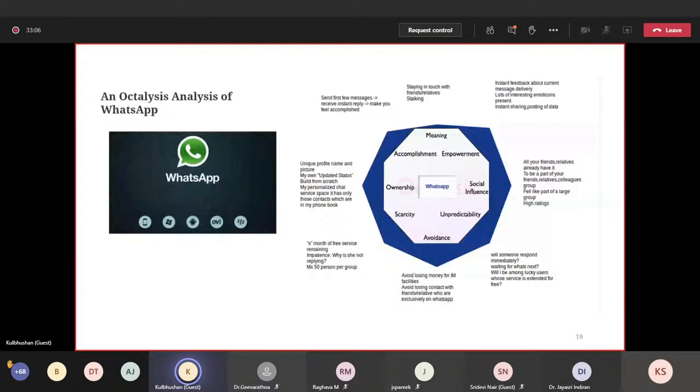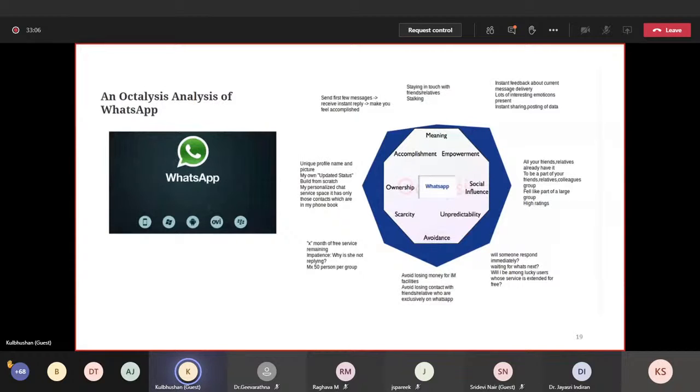So the updating status is a game mechanic. How I'm using the updating status is called the game dynamic, and this updating status game mechanic is appealing to the ownership core drive. So in my mind, in my heart, the core drive that I want to own something is actually driving me toward using WhatsApp.